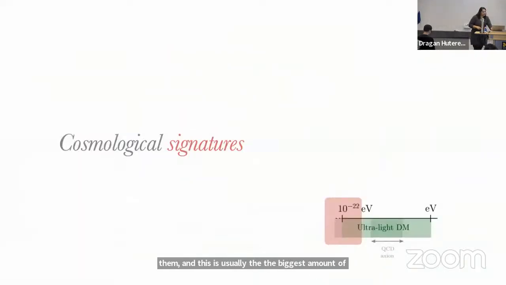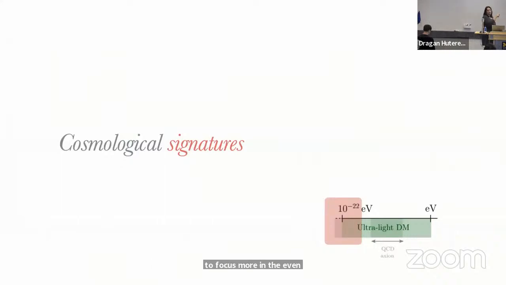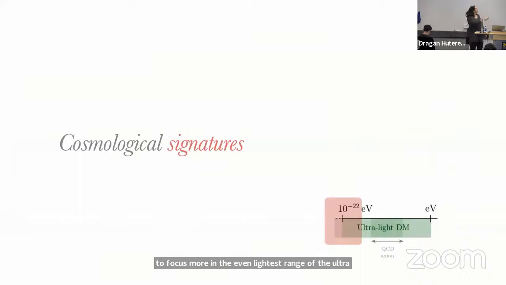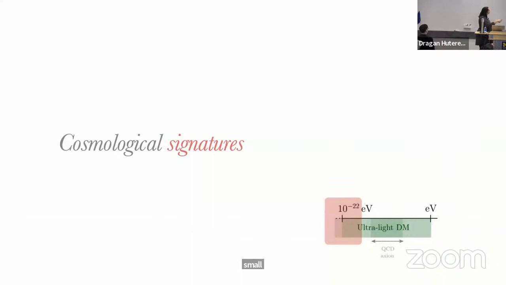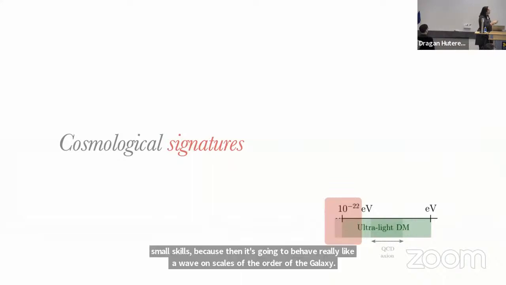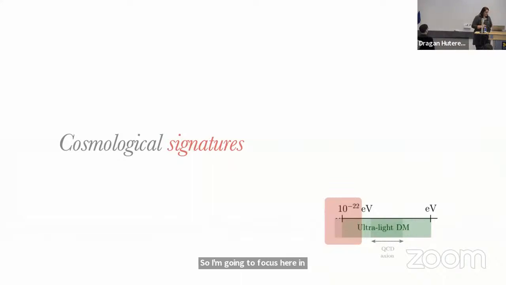So first, let's talk about the cosmological signatures of this. And for the cosmological signatures, I'm going to focus more on the even lightest range of the ultralight particles. Why? Because the lighter it is, the bigger the de Broglie wavelength is. So you're going to have a more distinct behavior on small scales, because then it's going to behave really like a wave on scales of the order of the galaxy. So I'm going to focus here on masses around 10 to the minus 22, 10 to the minus 20 eV.